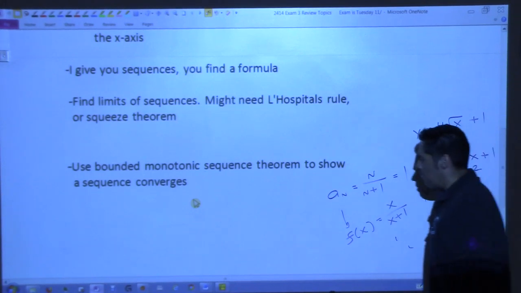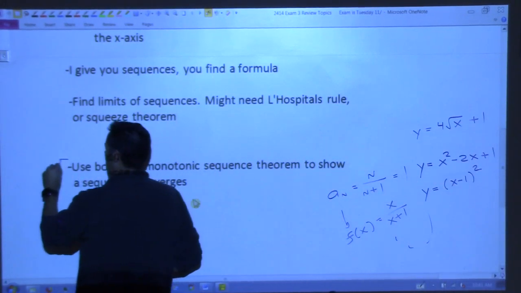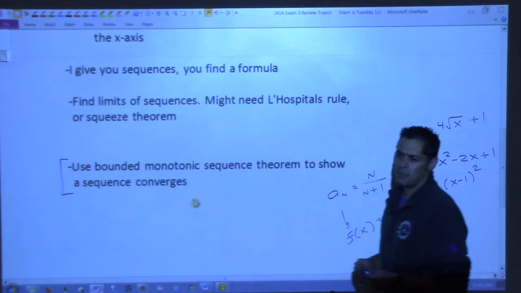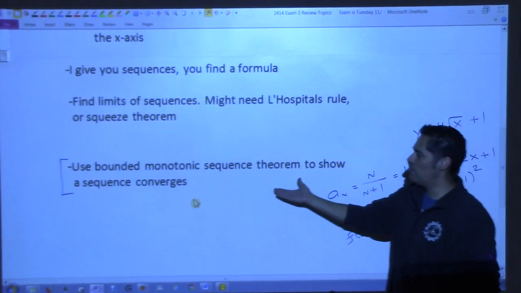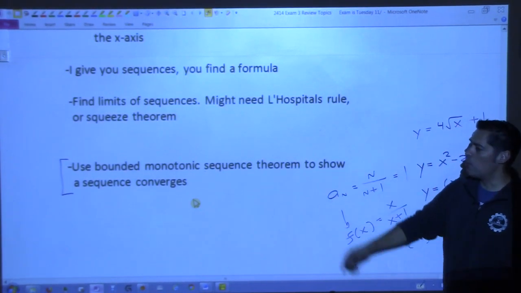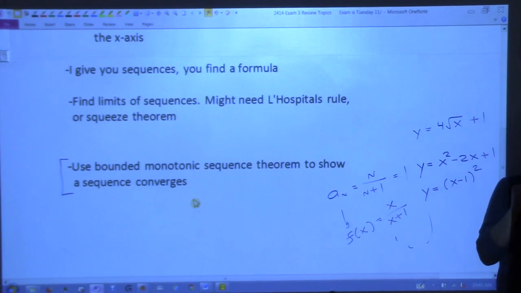Now this last part will probably be a bonus on the test. Okay? Everyone's like, how can I improve my grade? Be ready to do a bonus. This was the one where you have to really logically put down your steps.